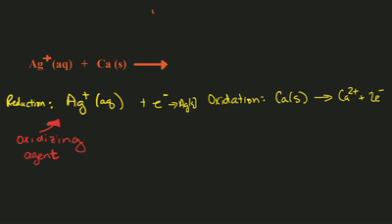So then, let's label our reducing agent. It's reducing because it's giving up these electrons so that reduction can take place. That's why it's called a reducing agent, because it donates these electrons right here. This is called an oxidizing agent because it's going to accept these electrons.